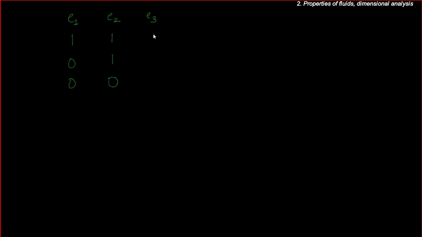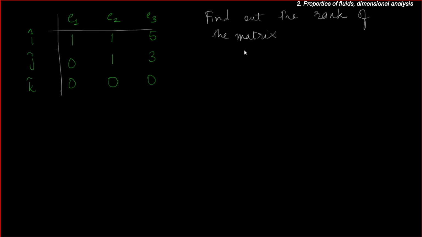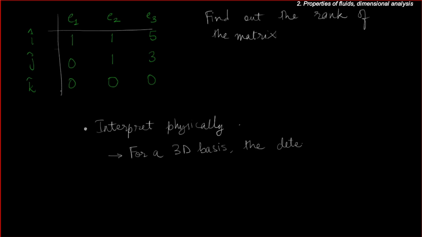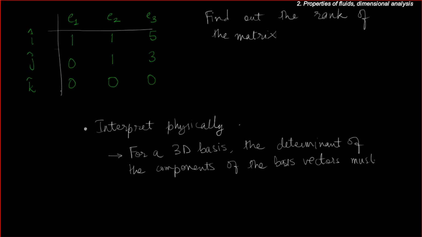Let us consider another example, e1, e2, e3 as shown. Let us find out what the rank of the matrix is. Even before starting, by inspection, because the k column is completely 0, the determinant formed from this will have to be 0. The determinant of a matrix in which one set of columns is 0 must be 0. So then what is the rank of the matrix? That is the first question.